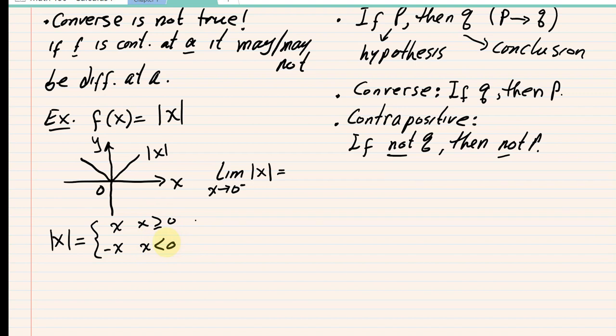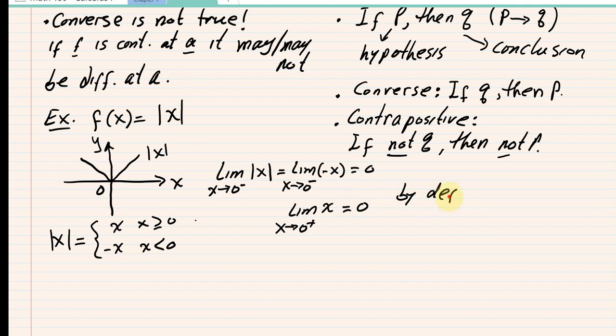Now, the limit as x goes to 0 from the left of the absolute value of x is simply the limit as x goes to 0 from the left of negative x, and that is 0 by direct substitution. And if we look at the limit as x goes to 0 from the right, the absolute value of x equals x for x positive, and that's also 0. The right and left limits are the same, therefore the limit at that point is 0, and the function is defined.